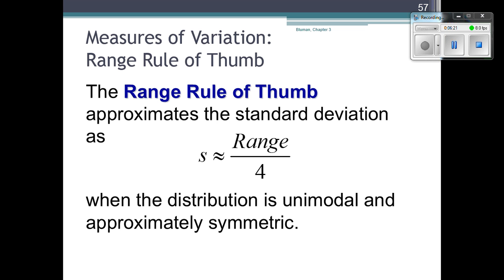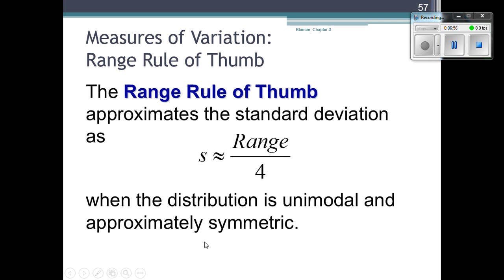And what you do is you find the range and divide it by 4. And that is your range rule of thumb. So it's an approximation of the standard deviation. I can't tell you how close it will always be because it depends on the situation. What we do want to make sure is that we're using unimodal data. Remember, that's data with only one mode, and symmetric data. It doesn't have to be perfectly symmetrical, but the more symmetrical it is, the closer this approximation will get.